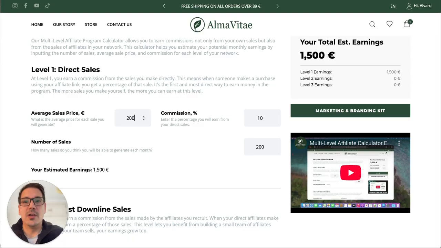But let's say you would generate sales of 200 euros, and let's say you would generate 50 sales a month on average. You would make 1,000, right? But let's say it's suddenly 200 sales a month, and now it's 250 euros. So you can see how the calculator helps you to calculate how much money you would receive if it went differently.